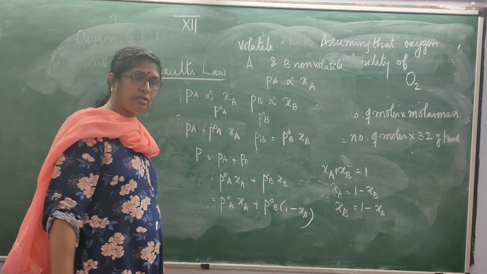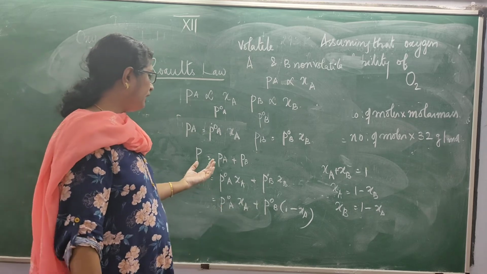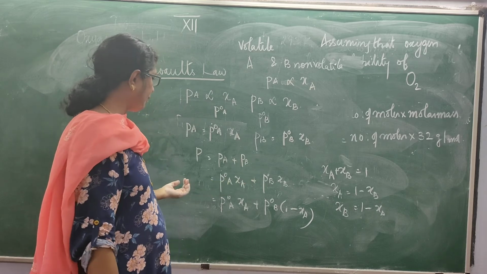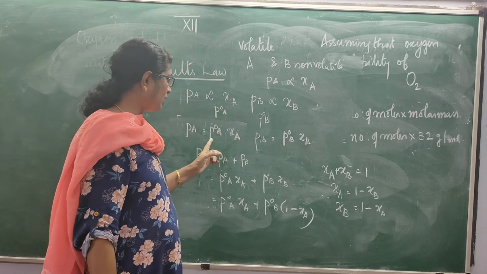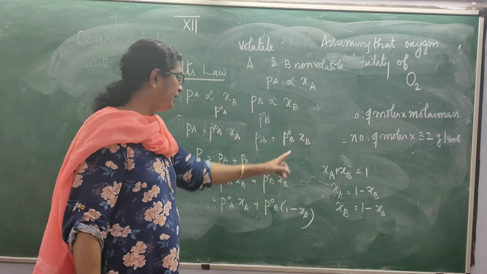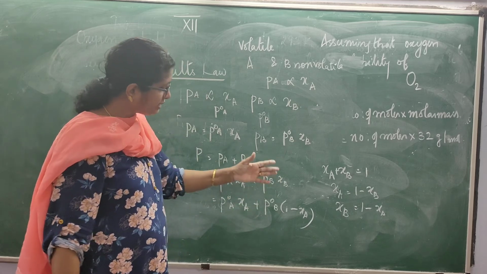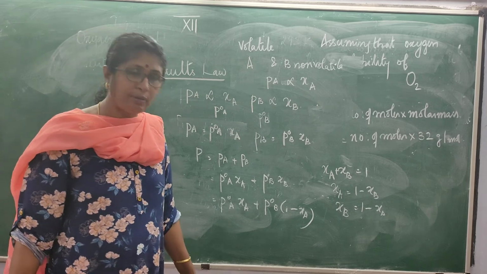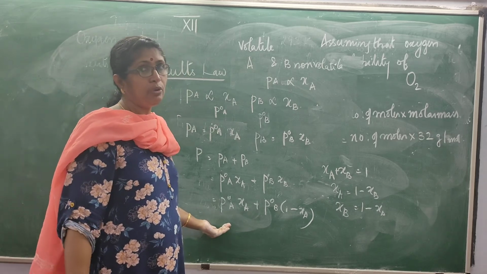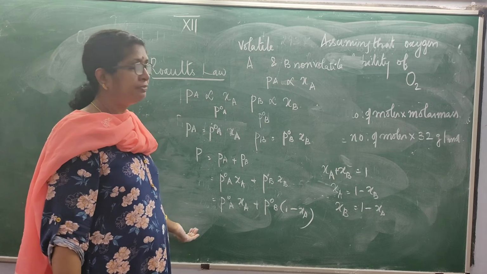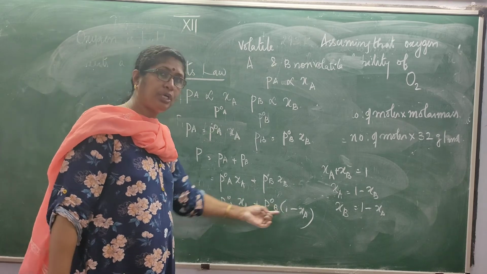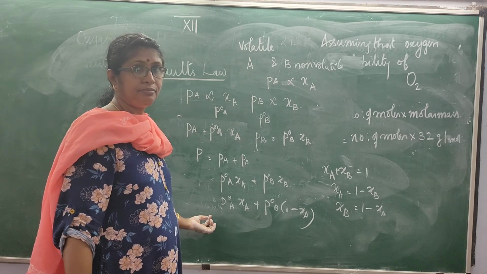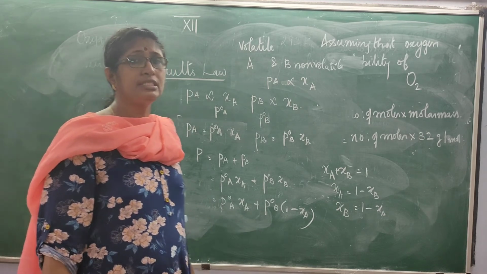And according to Dalton's law of partial pressure, total pressure is equal to the sum of the partial pressures PA and PB, that is equal to P naught A into XA plus P naught B into XB. Or instead of XA you can write 1 minus XB, or instead of XB you can write 1 minus XA, substitute. Now you find out what P is. I already substituted. You will have to find out what P is in terms of XA. Understood? So this is Raoult's law.